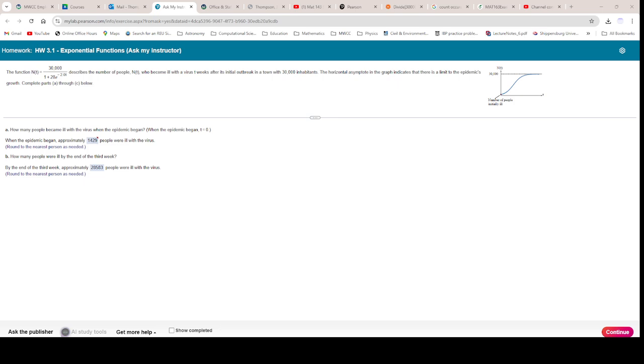So let me come over to my blackboard here and bring this function across and we'll look at it. So we have the number of cases as a function of time is 30,000 divided by 1 plus 20 times e to the negative 2.0 t. And so the first part says, what are the number of cases at the beginning? And at the beginning is when time equals 0.